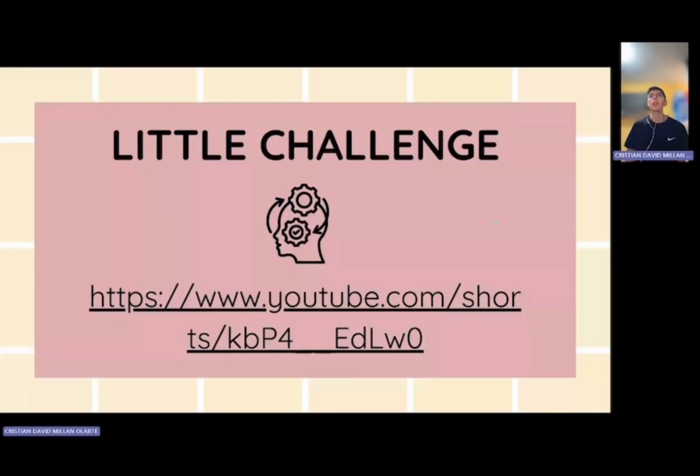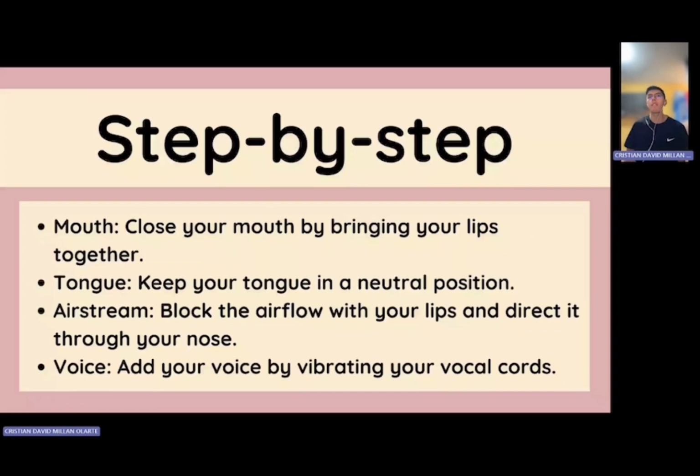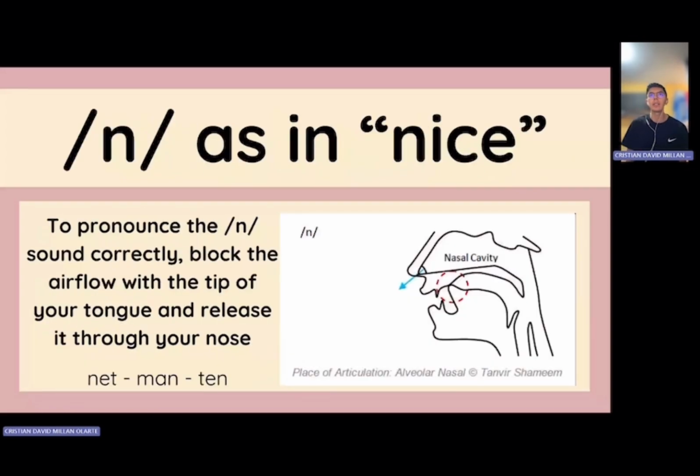Okay, that was the little challenge about the M phoneme, the M sound. Now let's continue with the N, the phoneme N as in nice. So how can we pronounce the N as in nice? To pronounce the N sound correctly, what you have to do is block the airflow with the tip of your tongue, and then release through your nose.